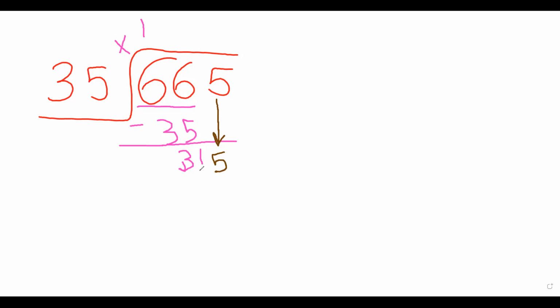Let's try by 3. 3 times 5 is 15. 3 times 3 equals 9, plus 1, 10. So what is my remainder? 10. Is it correct? No. The remainder is greater than the divisor, so you need now to search for another number.